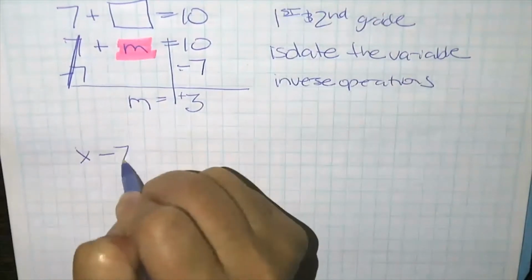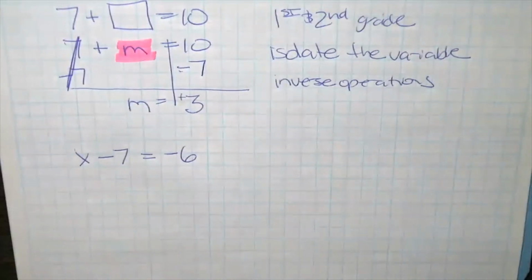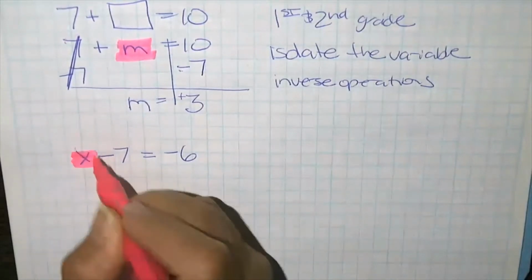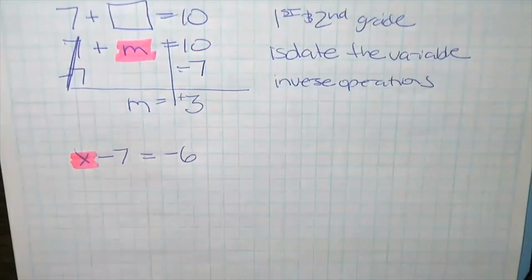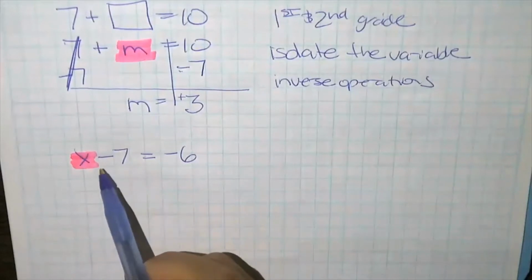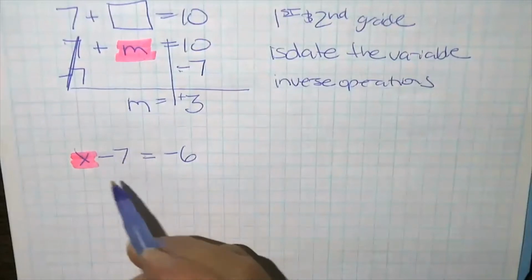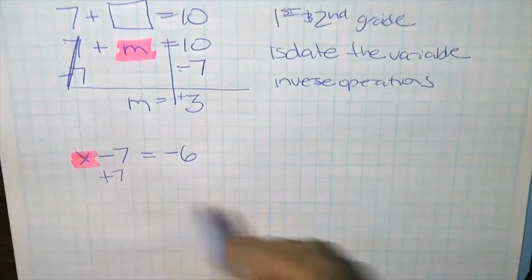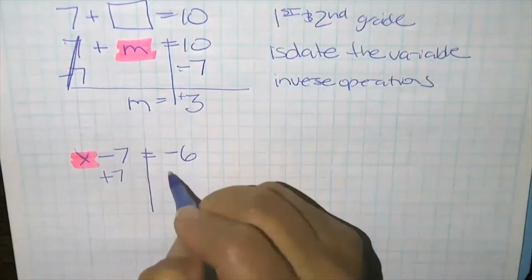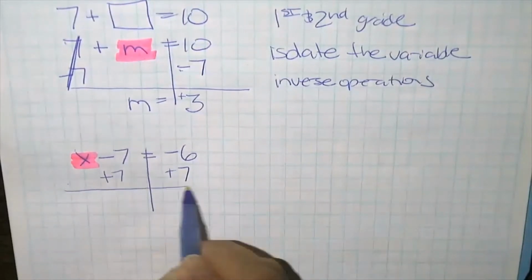X minus 7 equals negative 6. So the first thing I want to do is isolate my variable. I want to get x by itself. So I need to get rid of this negative 7. So what's the inverse of negative 7? Positive 7. I'm going to add 7. What I do to one side, I must do to the other. We got to keep both sides balanced.